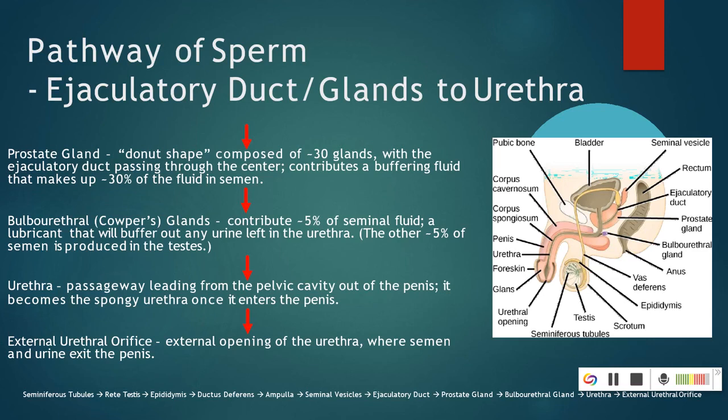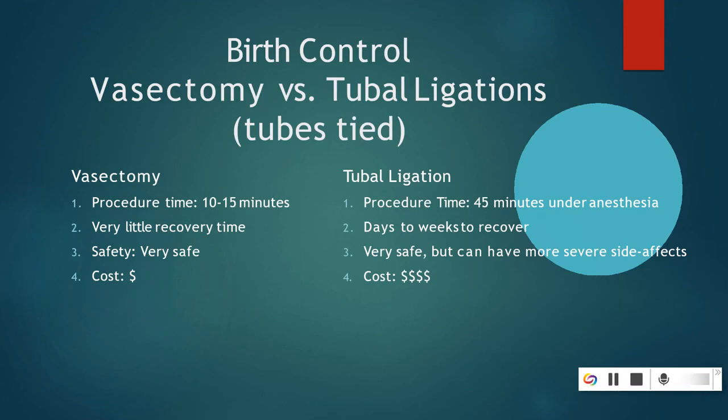The Cowper's glands contribute about 5% of seminal fluid, a lubricant that will buffer out any urine left in the urethra. The other 5% of semen is produced in the testes. And the urethra is a passageway leading from the pelvic cavity out of the penis. It becomes the spongy urethra once it enters the penis. Then your external urethral orifice is the external opening of the urethra where semen and urine exit the penis.